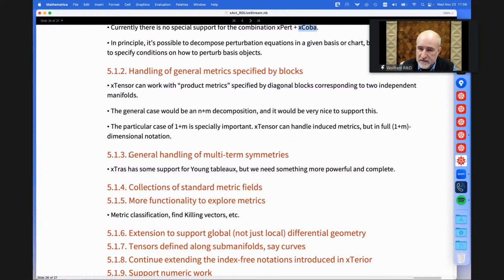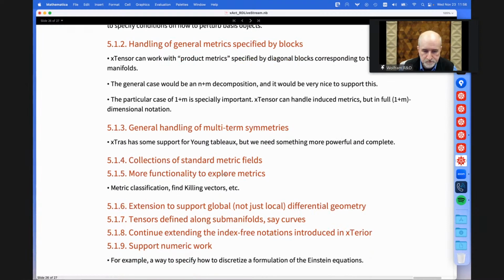Yes, so xAct is very powerful on the manipulation of permutation symmetries, the sort of permute these indices and you get a sign. But there are other symmetries like the Bianchi identities in which you have multiple terms. And those are handled via joint tableaux, generally. And we don't yet have full functionality for that. xTras has some of the functionality needed, but this needs to be extended too.